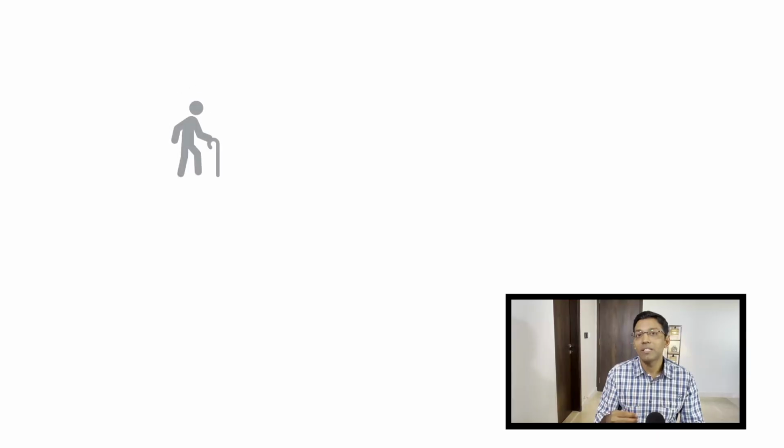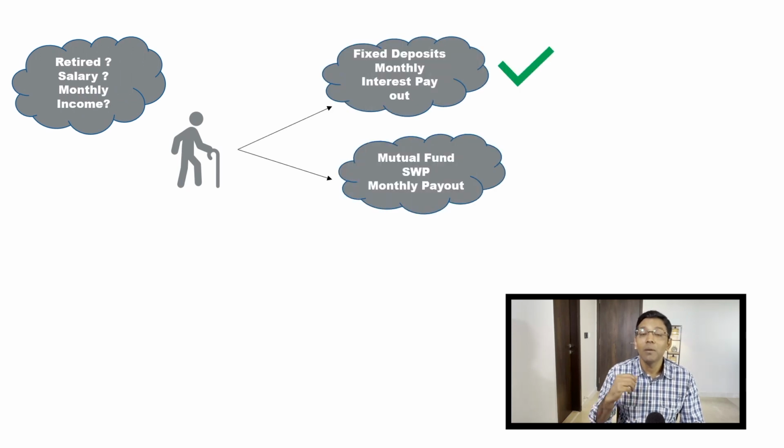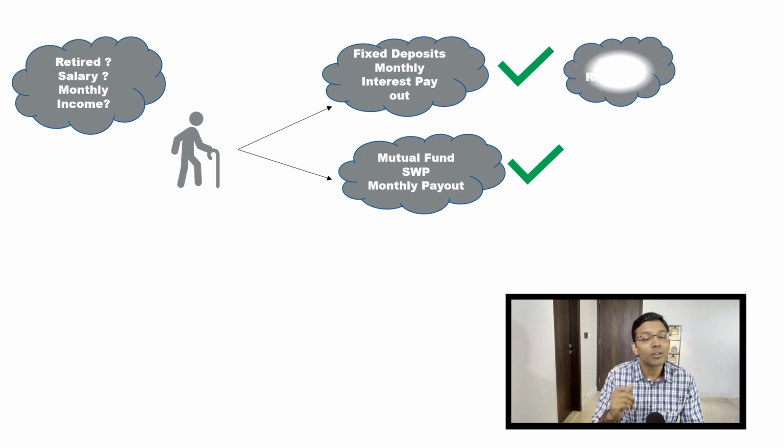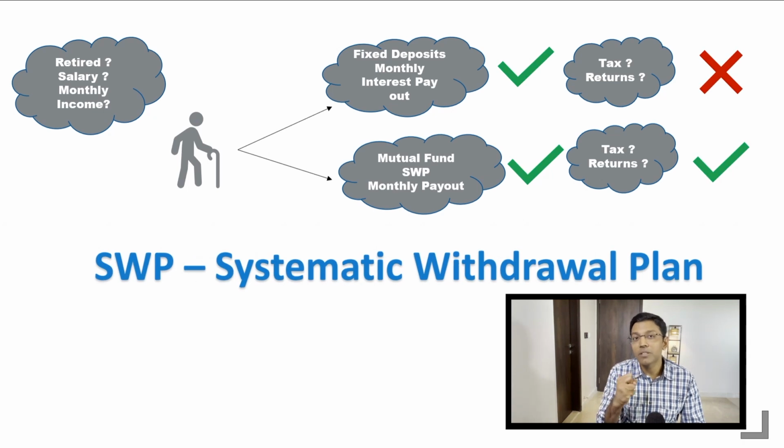Systematic withdrawal plan is ideal for retirees. I have many elderly people come to me and ask me, what is the best way to invest the retirement corpus? How do I get good return? And more importantly, how do I get income on a regular basis? See, when you quit your job, when you are retired, one of the things that most people struggle to get used to is getting a regular stream of income, right?